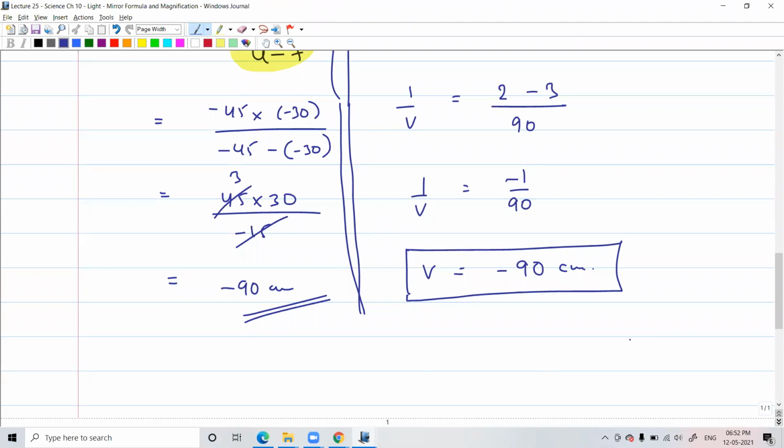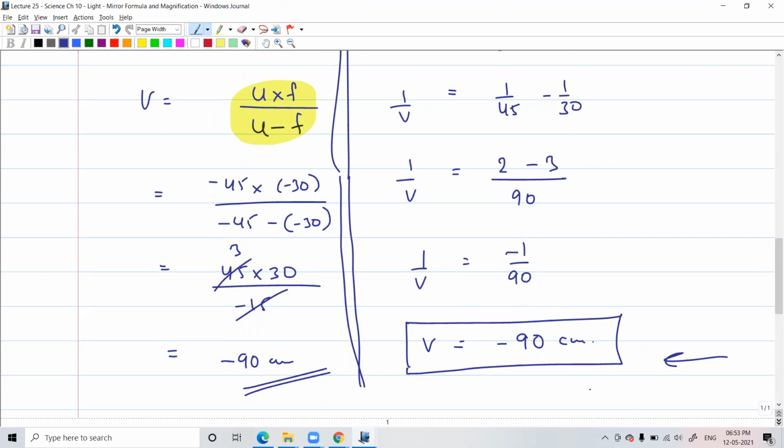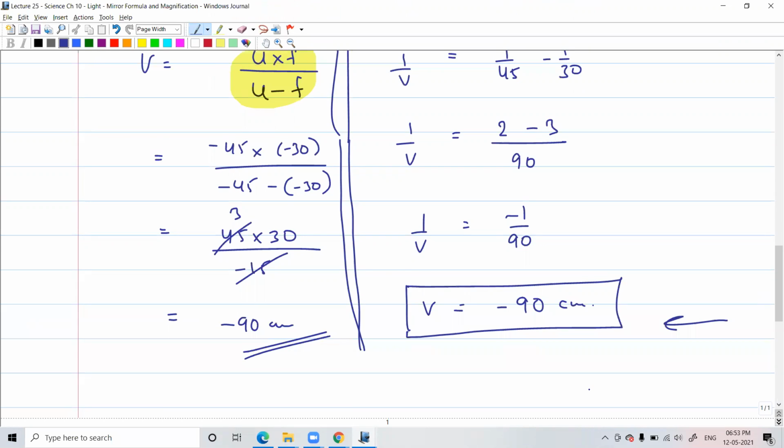Okay, so this is what we found out, the position of the image. Just by looking at this, can you tell me about the nature of the image? It's real and inverted, sir. Why are you saying it is real and inverted? Because it has the negative sign. Okay, but what does this negative sign actually represent? It is in front of the mirror. Yes, it is to the left of the mirror.